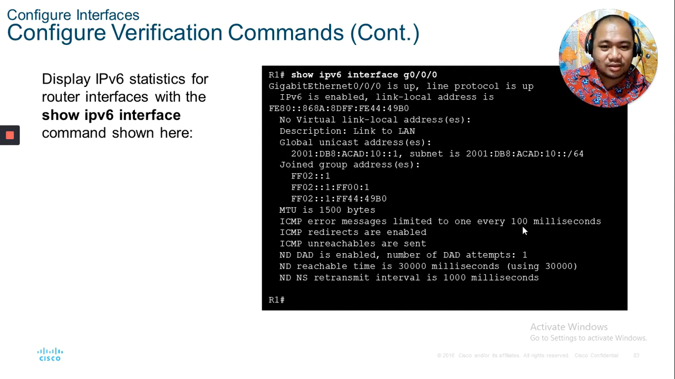For IPv6, it's using ICMP. The MTU is there. Okay, the link local address is here.